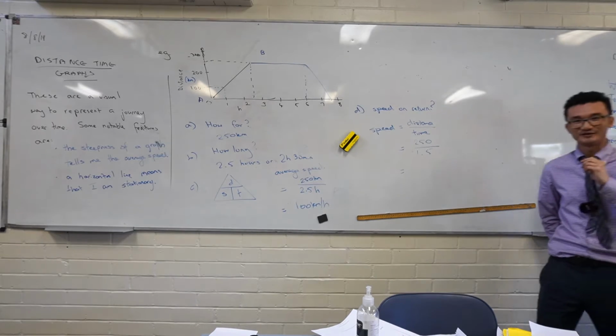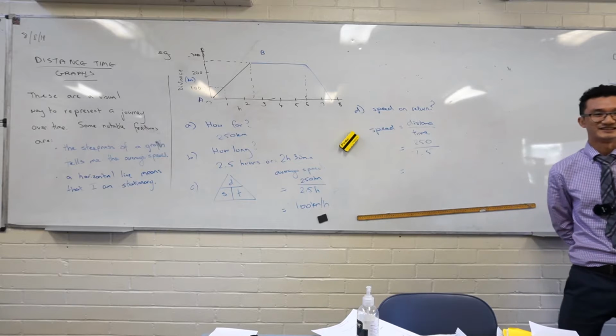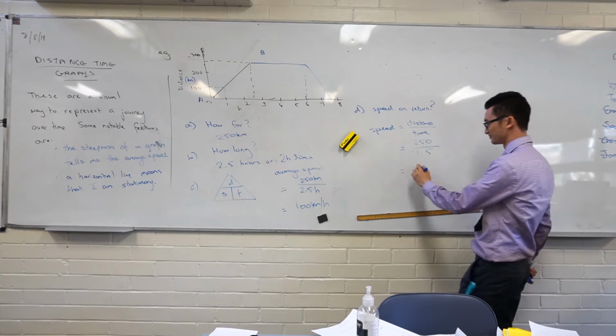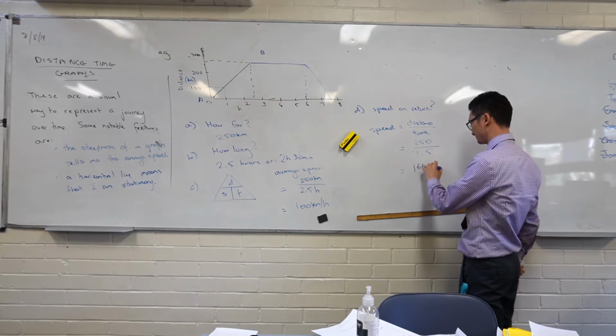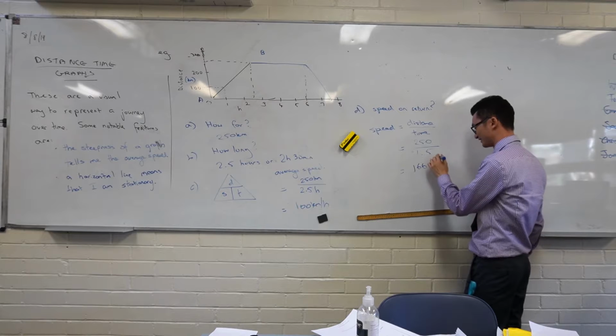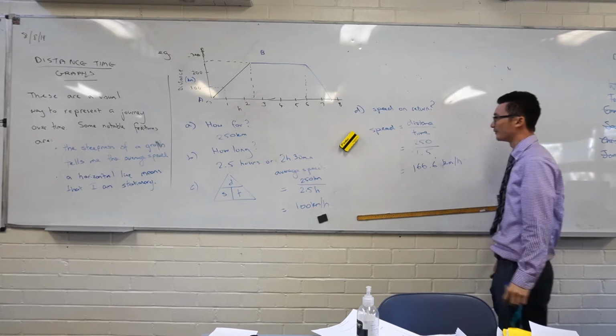Put that in your calculator for me. Tell me what you get. What do you get there? 166.6 repeating. Yeah, we can leave it like this, 166.6 repeating kilometers per hour, okay?